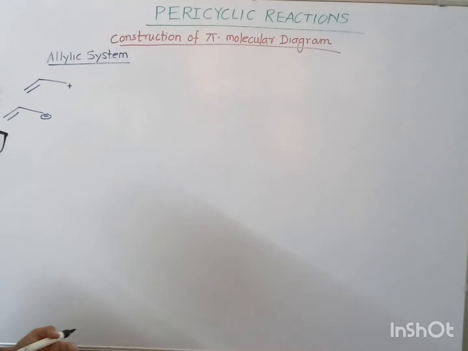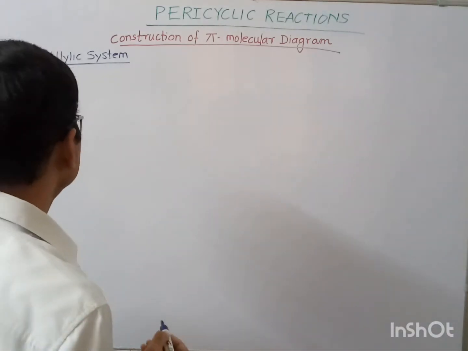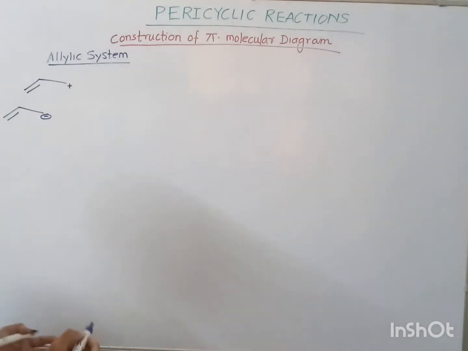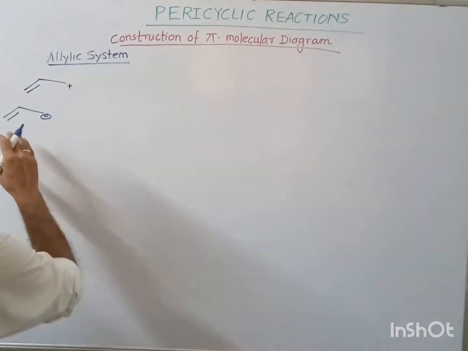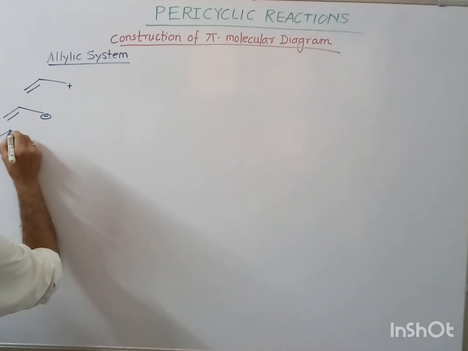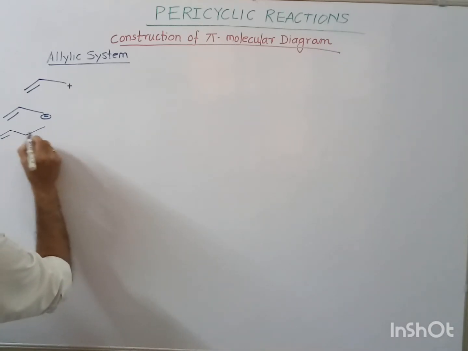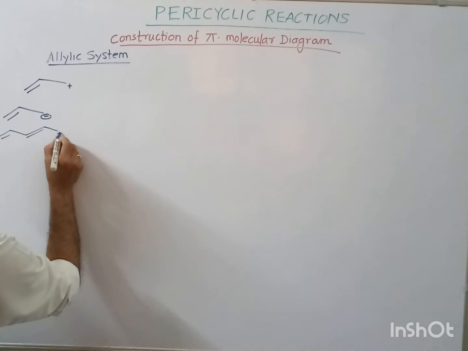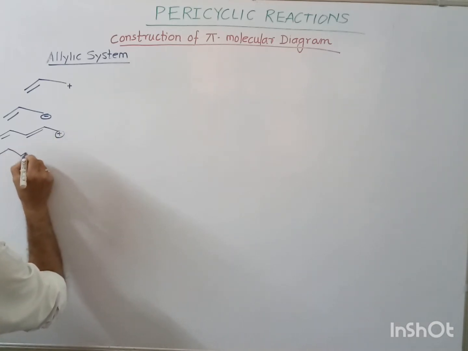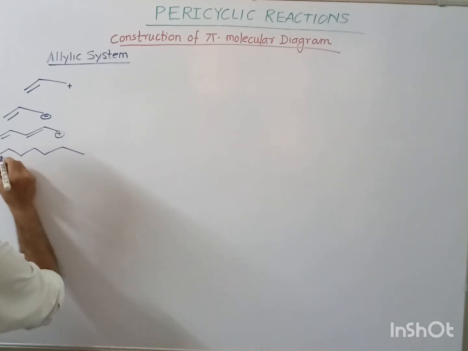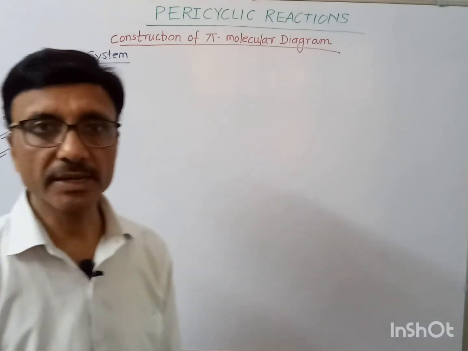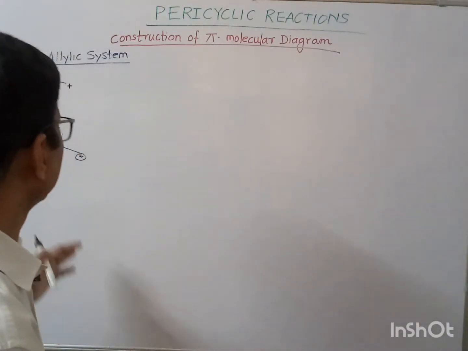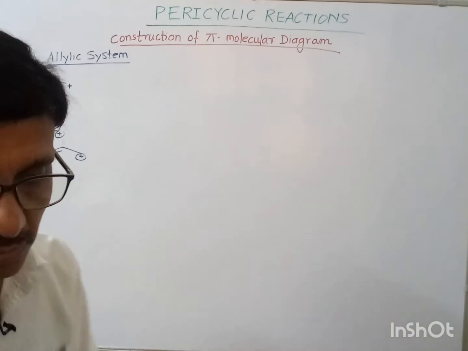Okay, in the same way, we can have the 5 carbon allylic system, or we may have the 7 carbon allylic system. So this is the 3 carbon allylic system. In the same way, you may have the 5 carbon allylic system, and we may have the 7 carbon allylic system, like this. Okay, so these are the allylic cations, and in the same way allylic anions. So how can we draw them? So, some of the rules.